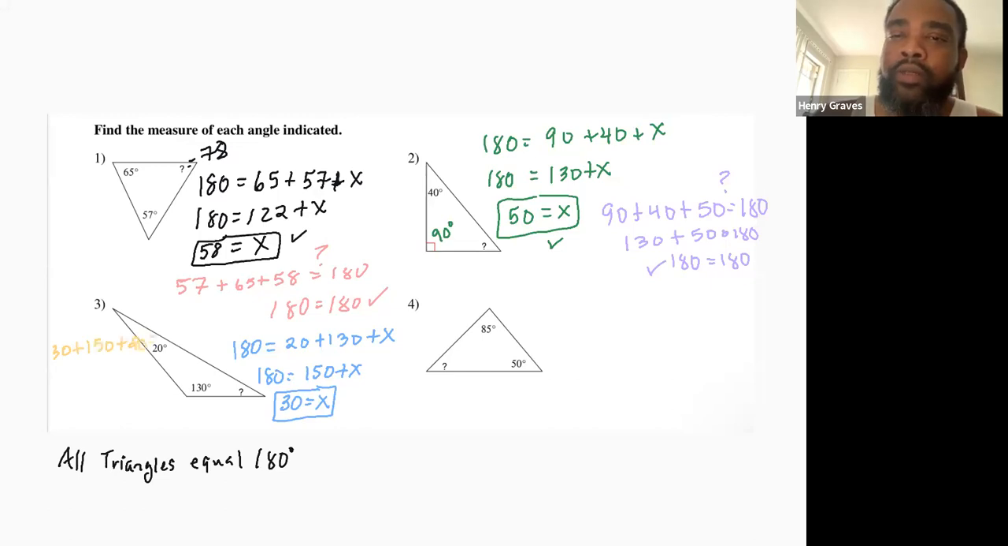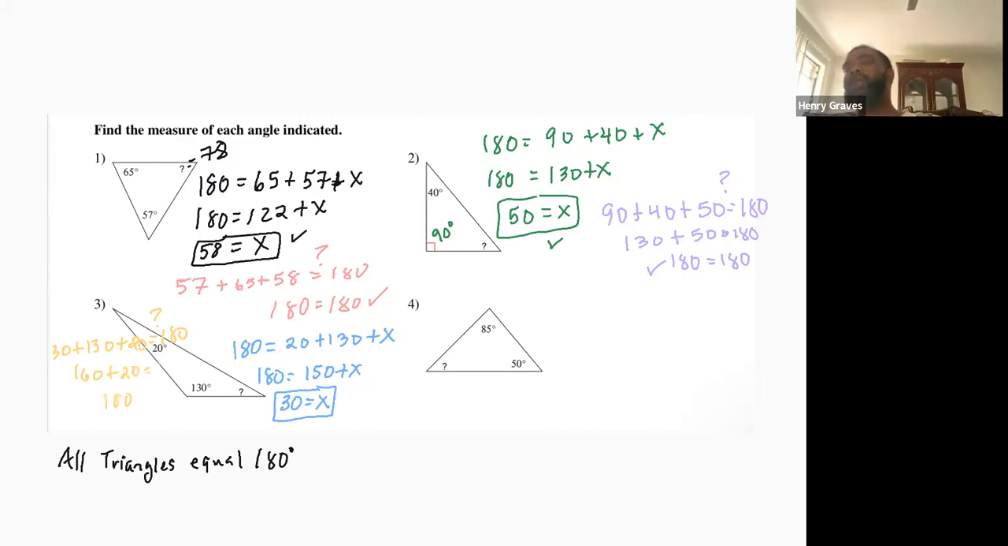So 30 plus, is that 30? Okay, something's wrong. Oh, is that 150? It's 130. That's why. Okay, good. 130 plus 30 is 160. Plus 20 is 180. So yeah, that checks out to be perfectly fine.